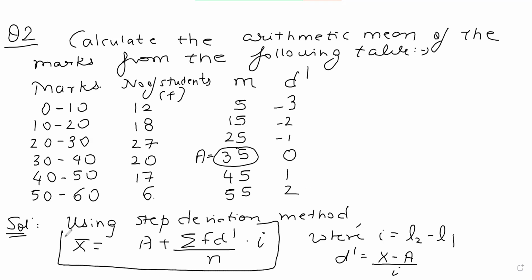You should know the formula. This is the formula for calculating mean using the step deviation method. So my assumed mean is 35. I randomly took assumed mean as 35. D dash I found out. FD dash. Now I multiplied this column with this column.